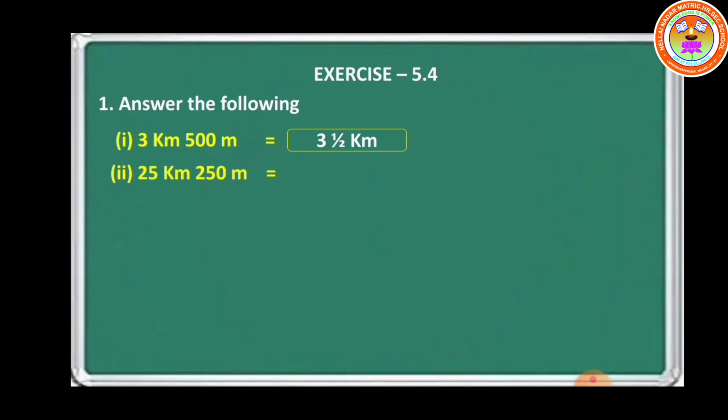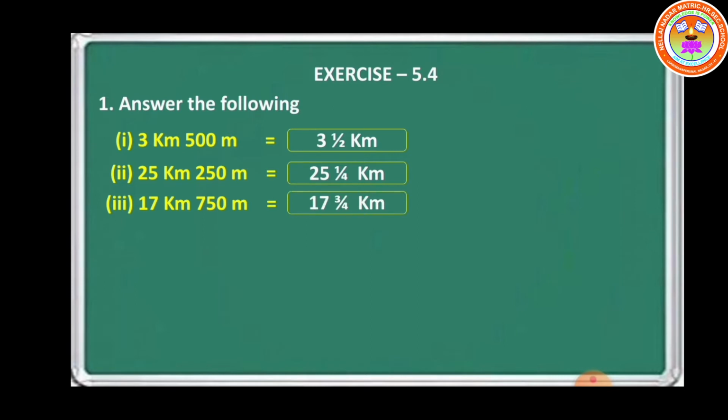Next one, 25 kilometer and 250 meter. Already we know 250 meter is equal to 1/4 of a kilometer. So it will become 25 1/4 kilometer. Next one, 17 kilometer and 750 meter. As we know, 750 meter is equal to 3/4 of a kilometer. Therefore, it will become 17 3/4 kilometer.